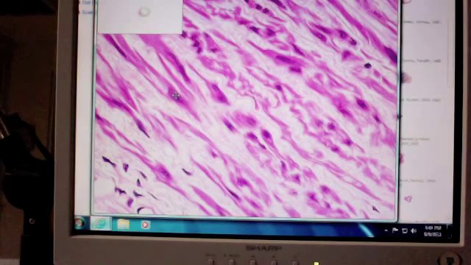Are elastic tissue and reticular tissue a type of loose connective tissue? Because the way it's organized in the lab, it's underneath loose connective tissue.